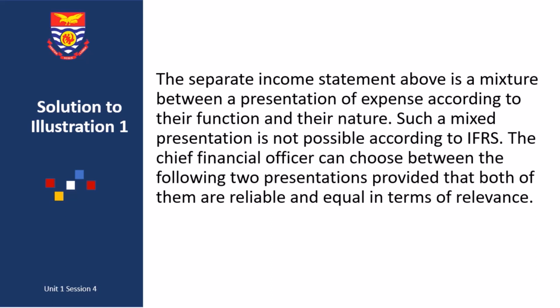So we have the statement that was prepared. Revenue 50,000, cost of sales 25,000, gross profit of 25,000. Then we have administrative expenses 4,000, distributive expenses 9,000, then depreciation and amortization 5,000. The result from operation is 7,000.